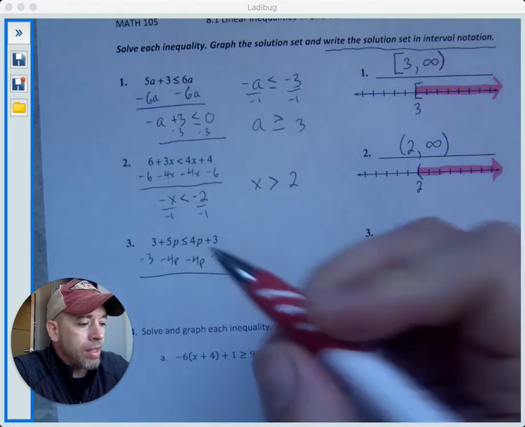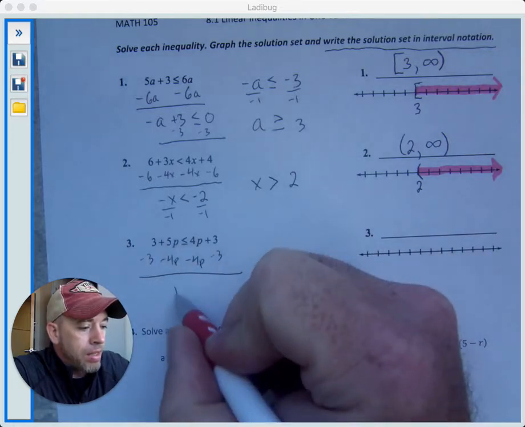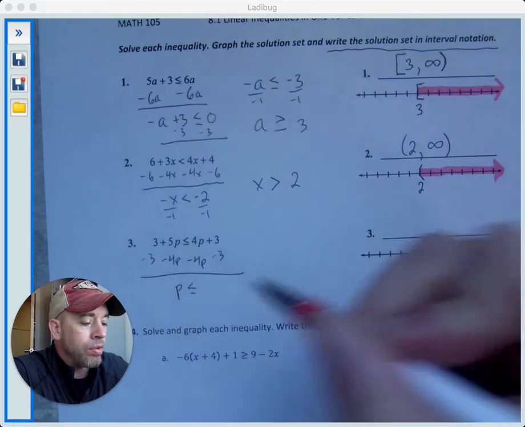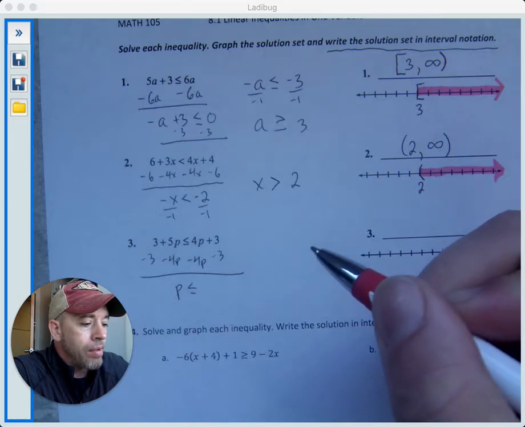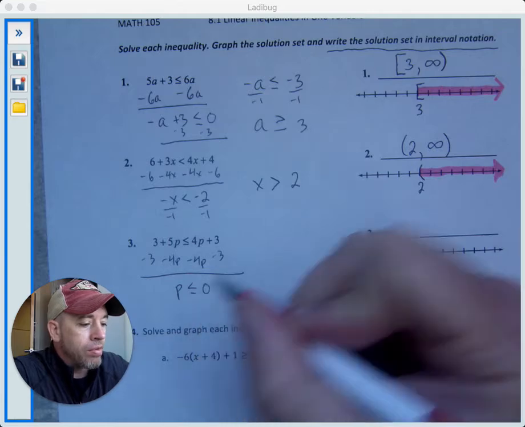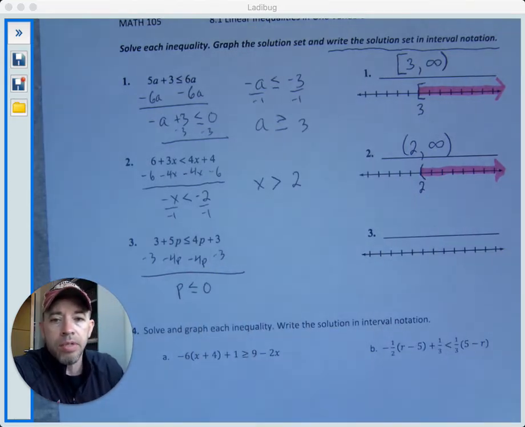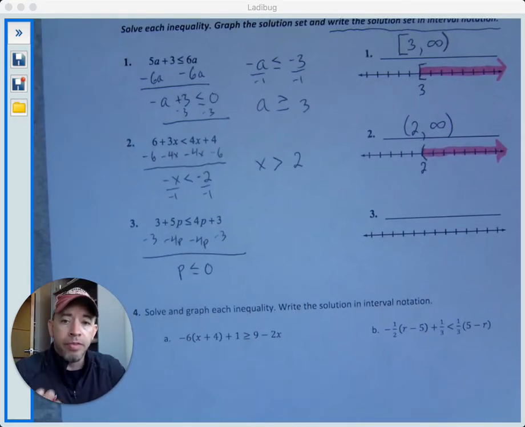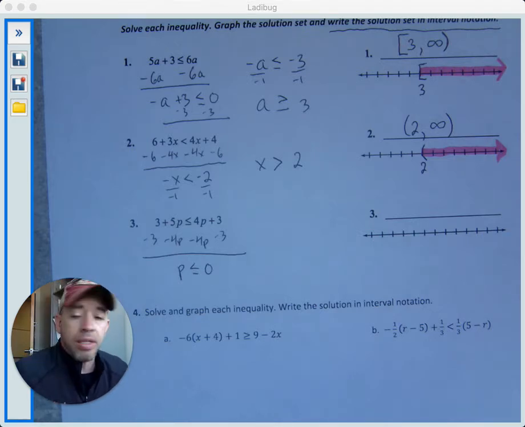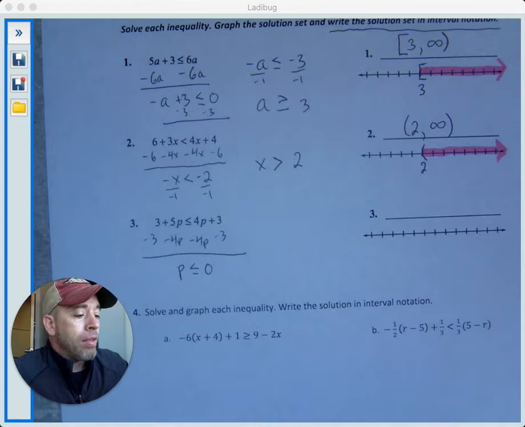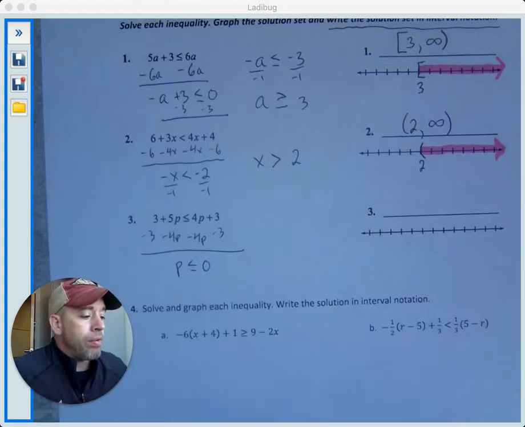And so what do I get? The 3's go away. I get p is less than or equal to 0, right? Everything goes away there. So p is less than or equal to 0. Now, do we have to flip the sign? We don't, right? Because we never divided by a negative. In fact, we didn't have to divide by anything here. So we have p is less than or equal to 0.